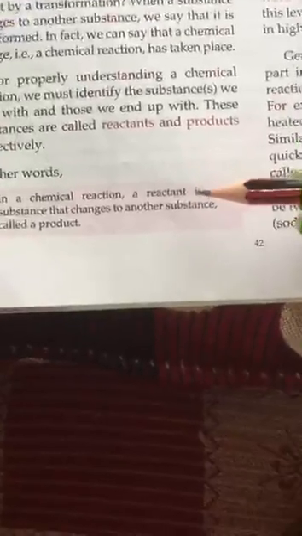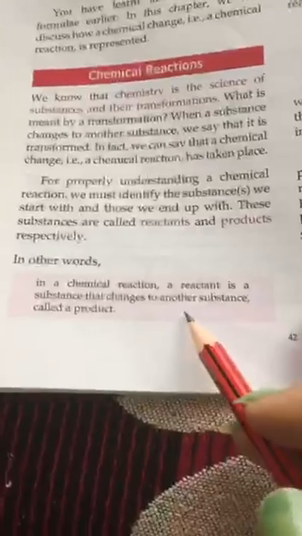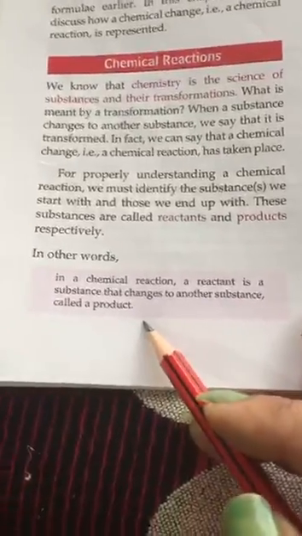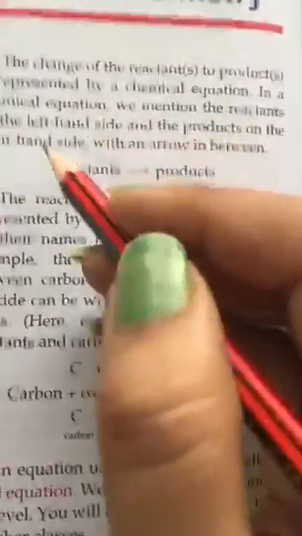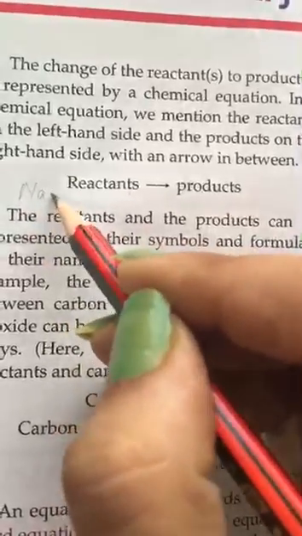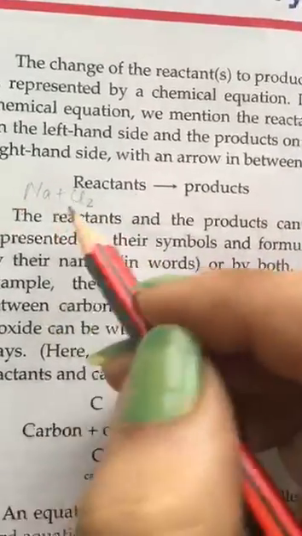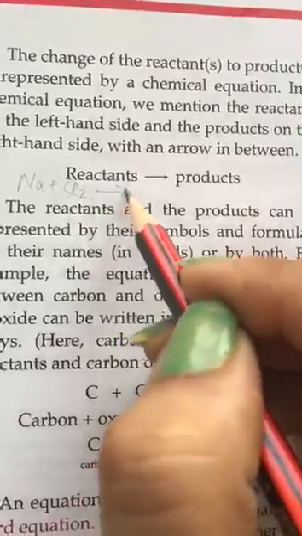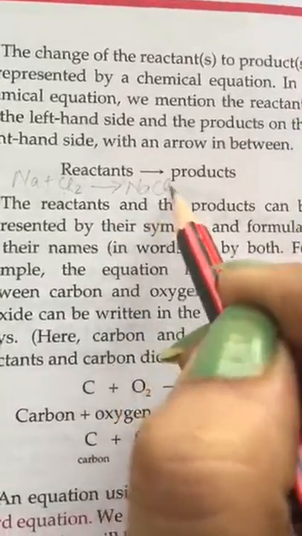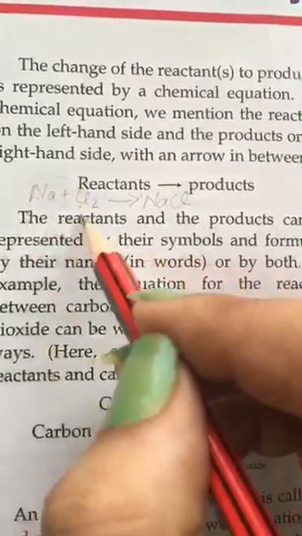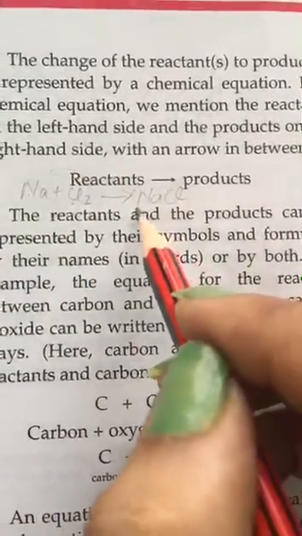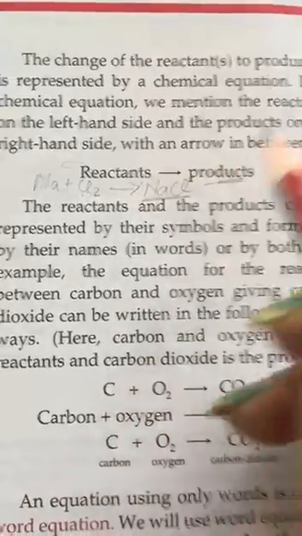Chemical reaction: a reactant is a substance that undergoes change into a product. For example, when we have two reactants, reactant means which react with each other. If we have, for example, sodium plus chlorine, when sodium reacts with chlorine, it will change into sodium chloride. When two substances react, these are the reactants, and the substance that is formed is known as a product.